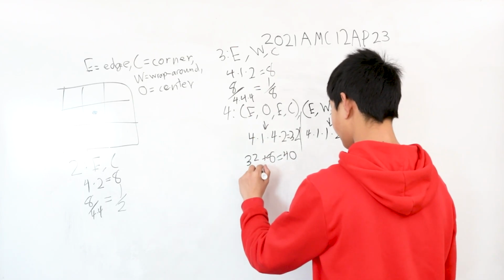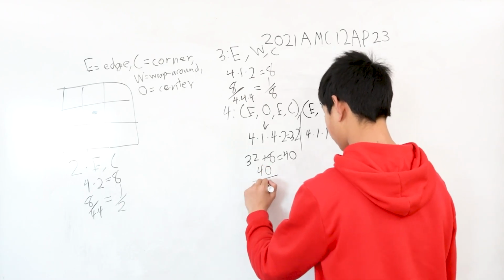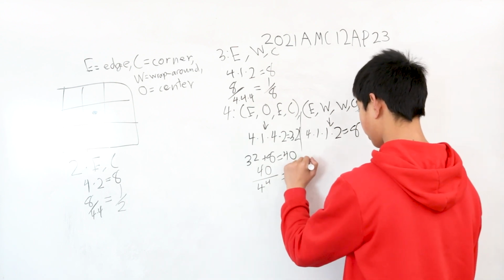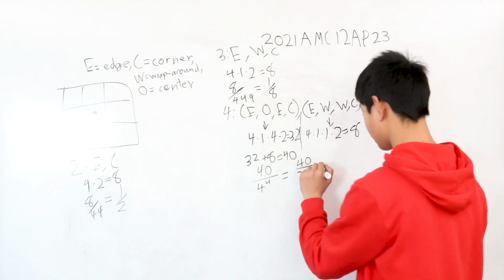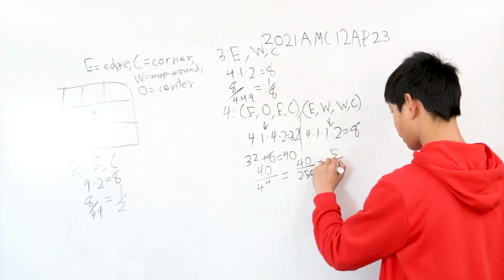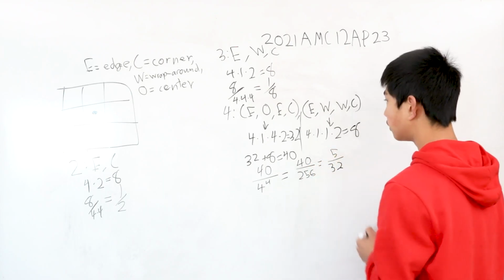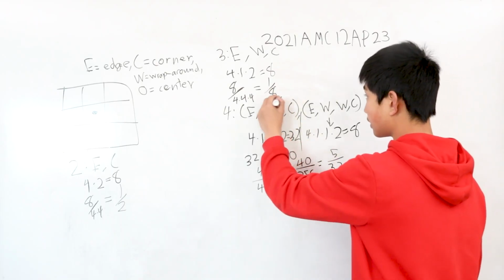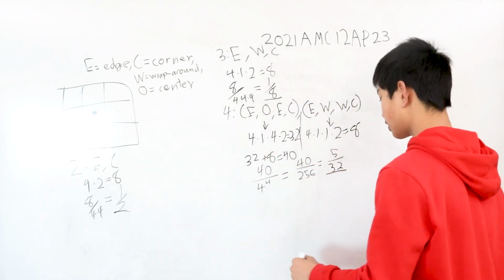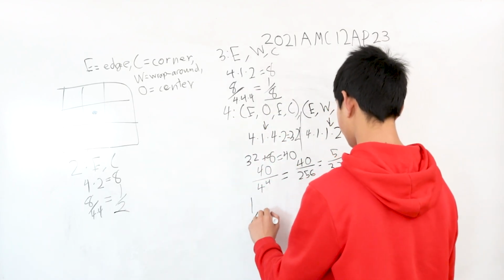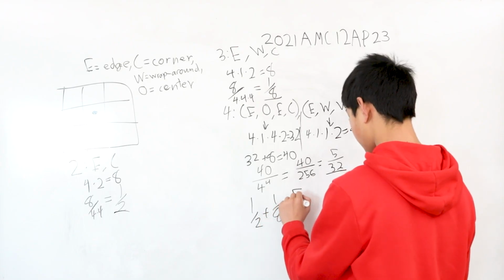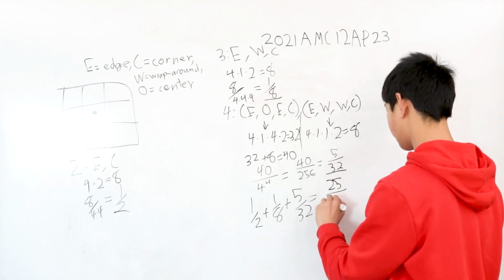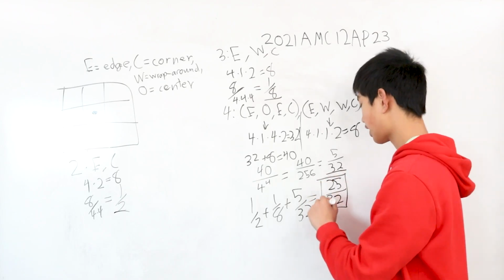The probability of this is 40 divided by 4 to the power of 4. 4 to the power of 4 is 256. So 40 over 256 is going to be 5 over 32. Now you want to sum all the probabilities. We have this, this, and that. So the sum of 1/2 plus 1/8 plus 5 over 32 is going to give us our answer of 25 over 32. And that's the answer for this problem.